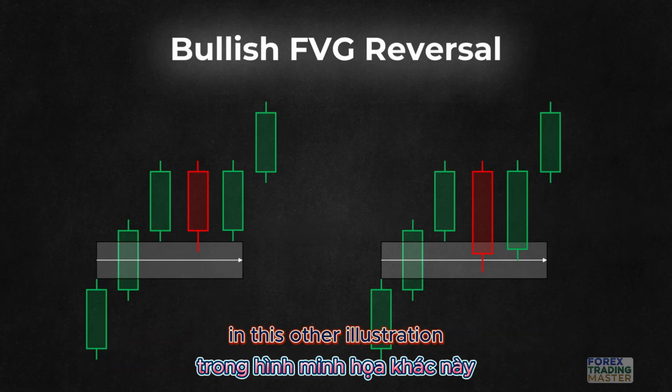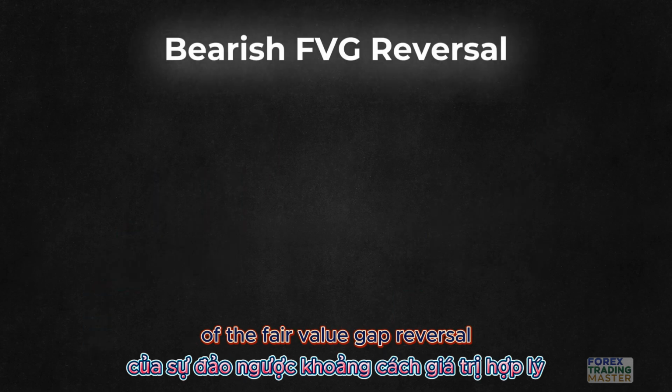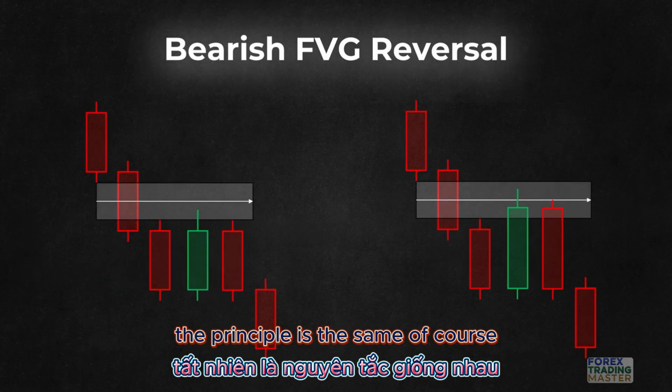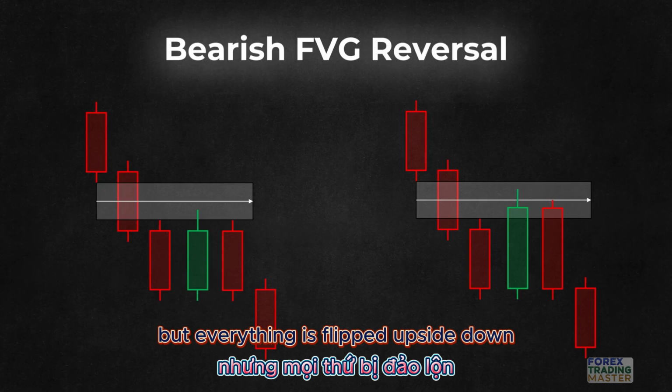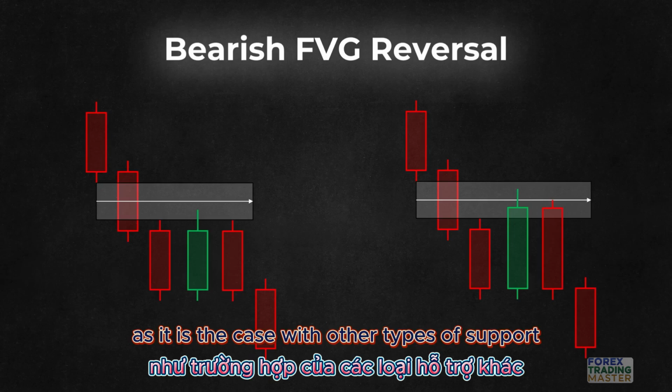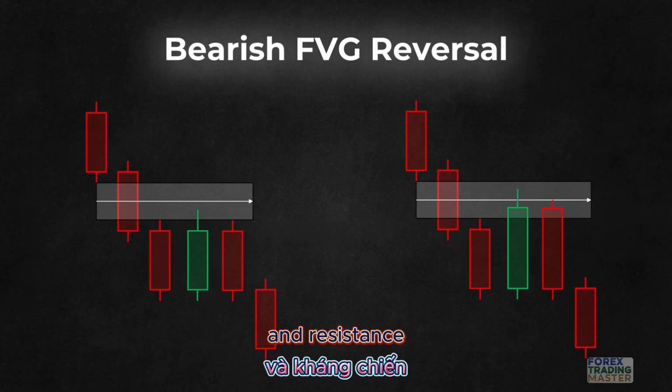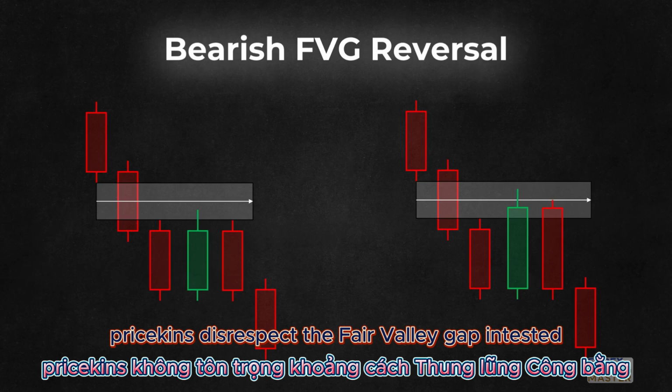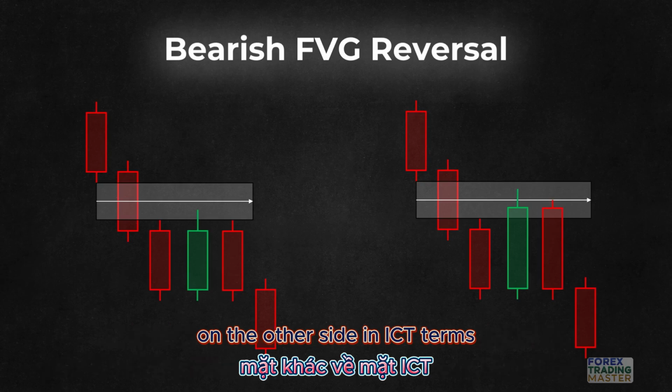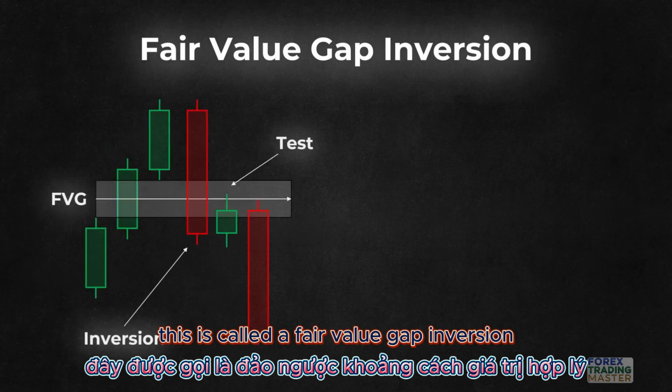In this other illustration, you can see the bearish version of the fair value gap reversal. The principle is the same, of course. Everything is flipped upside down, as is the case with other types of support and resistance. Price can also disrespect the fair value gap by closing through it. On the other side, in ICT terms, this is called a fair value gap inversion.